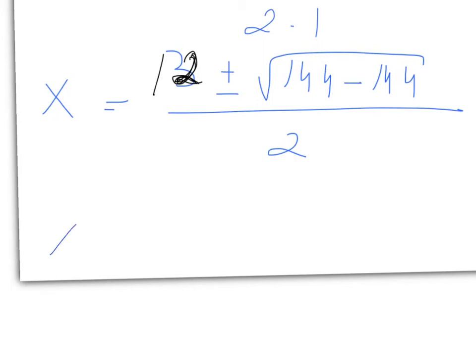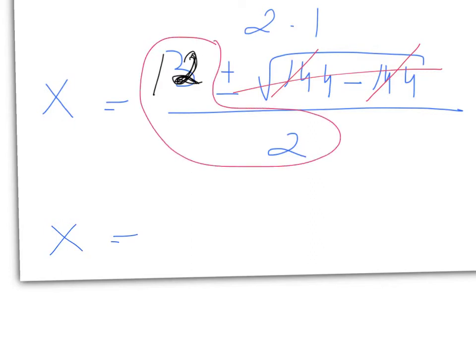And here this is equal to 0, because 144 minus 144 is 0, so this will be gone, and we come up with the solution 12 over 2 equals 6. There are many ways we can solve this. We can use factoring, using special products, but here we just want to focus on using the quadratic formula. All right, let's move to another example.